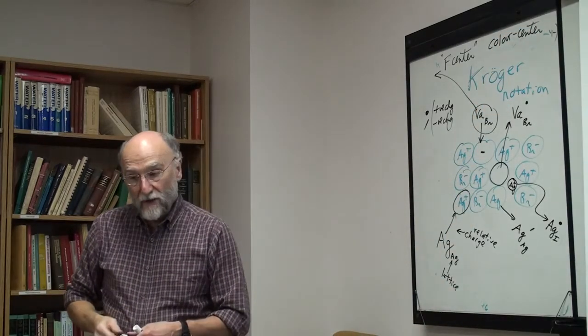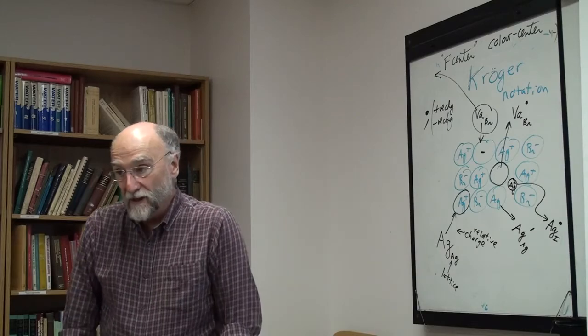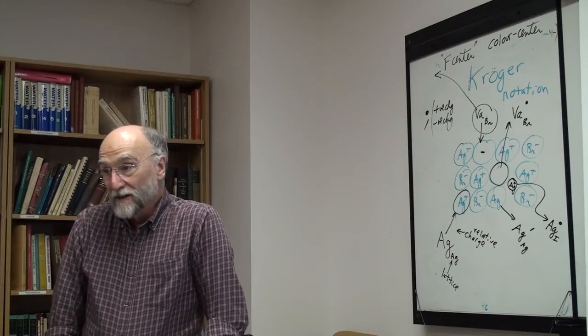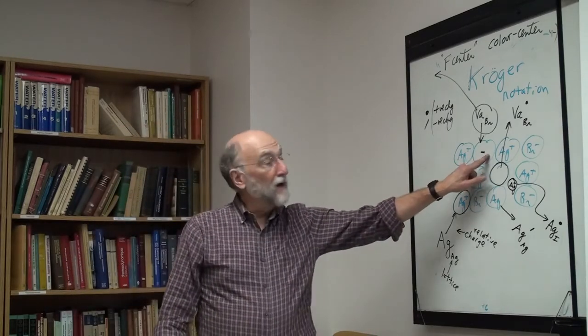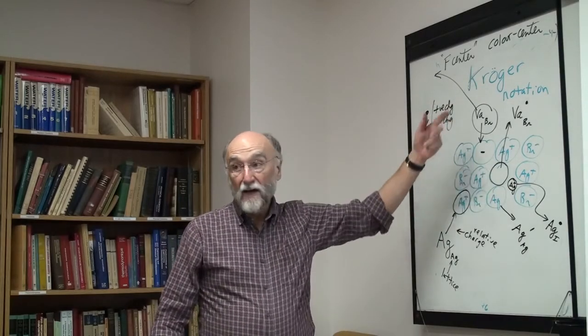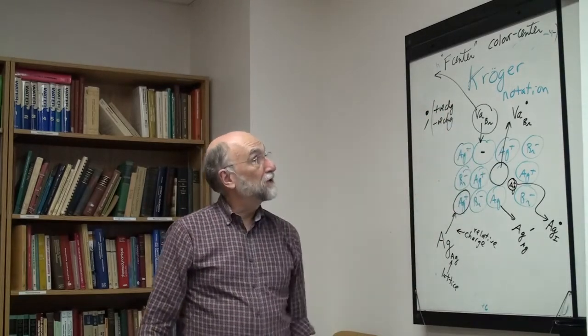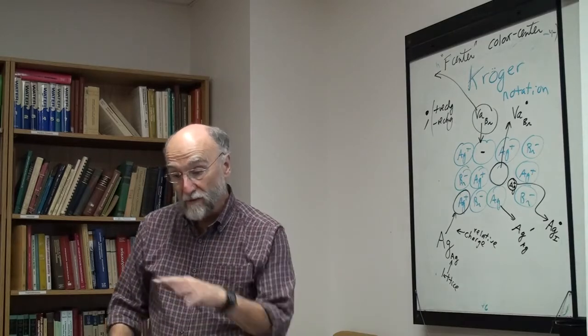And the reason it's called a color center is because if you have a crystal that has F centers in it, it usually has a color, because these things are loosely bound and they can be ionized with an ionization potential approximately equal to the energy of visible light wavelengths.